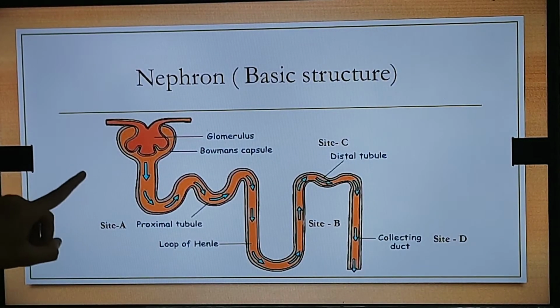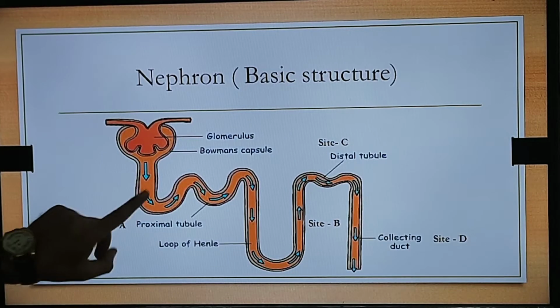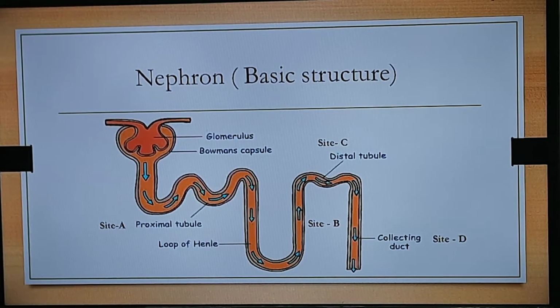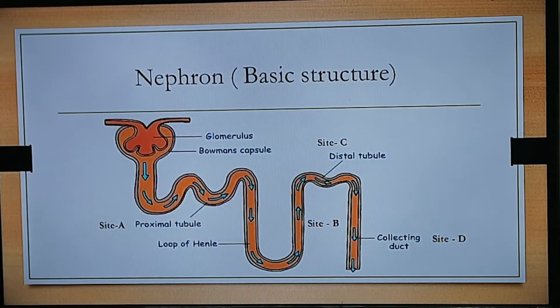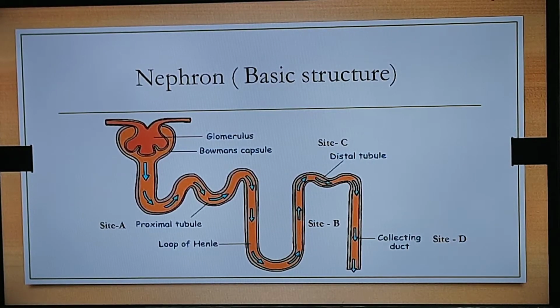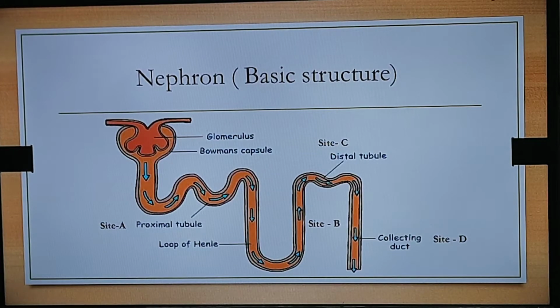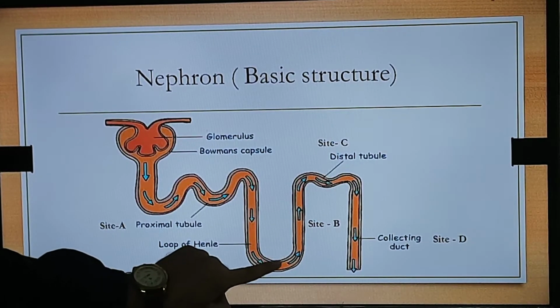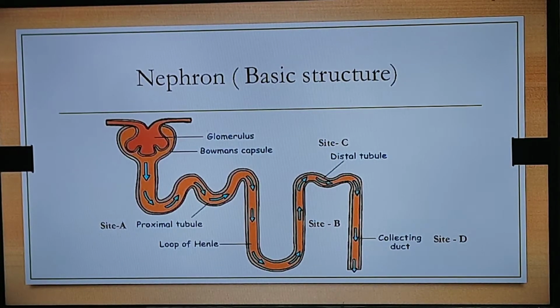Now from Bowman's capsule a highly convoluted tube arises, and this particular highly convoluted tube is known as the proximal convoluted tubule. This proximal convoluted tubule then leads to a U-shaped structure, and that is known as the loop of Henle. Now the loop of Henle we can classify into different regions. So this particular region is known as the descending limb of loop of Henle. Here is our hairpin turn, and from here the region you see is known as the ascending limb of loop of Henle.